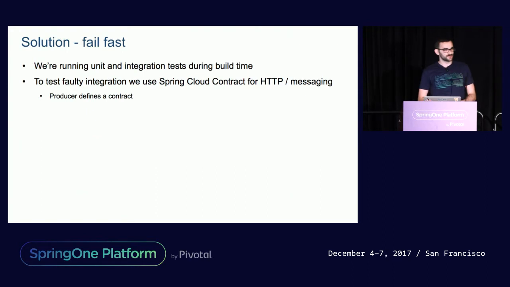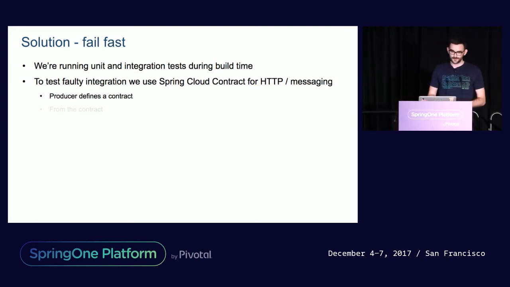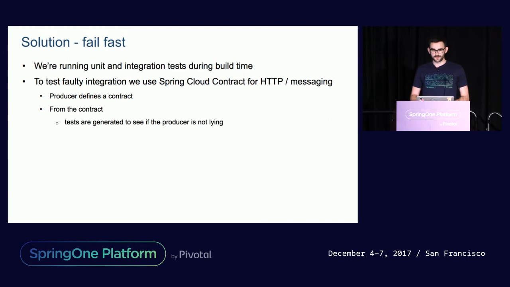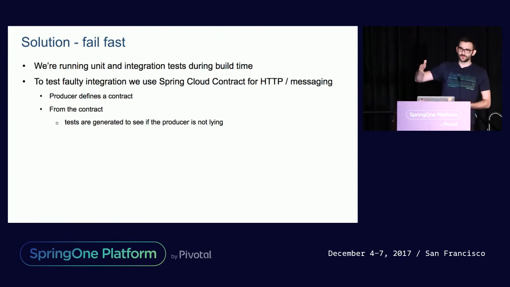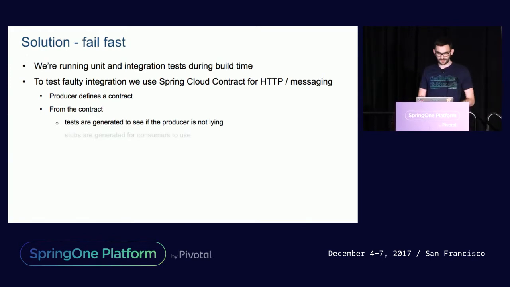So what happens is the producer defines a contract. A contract is an agreement between the consumer of the API and the producer of the API on how the communication should look like, right? It's not a schema, it's a scenario. And now from the contract, tests are generated to see if the producer is not lying, right? Because if you provide in the contract a statement that, hey, I have an endpoint foo, if you shoot a request there, then life's going to be better, and you don't have this endpoint, then we have a problem. So we want to generate the test to see if you're not lying.